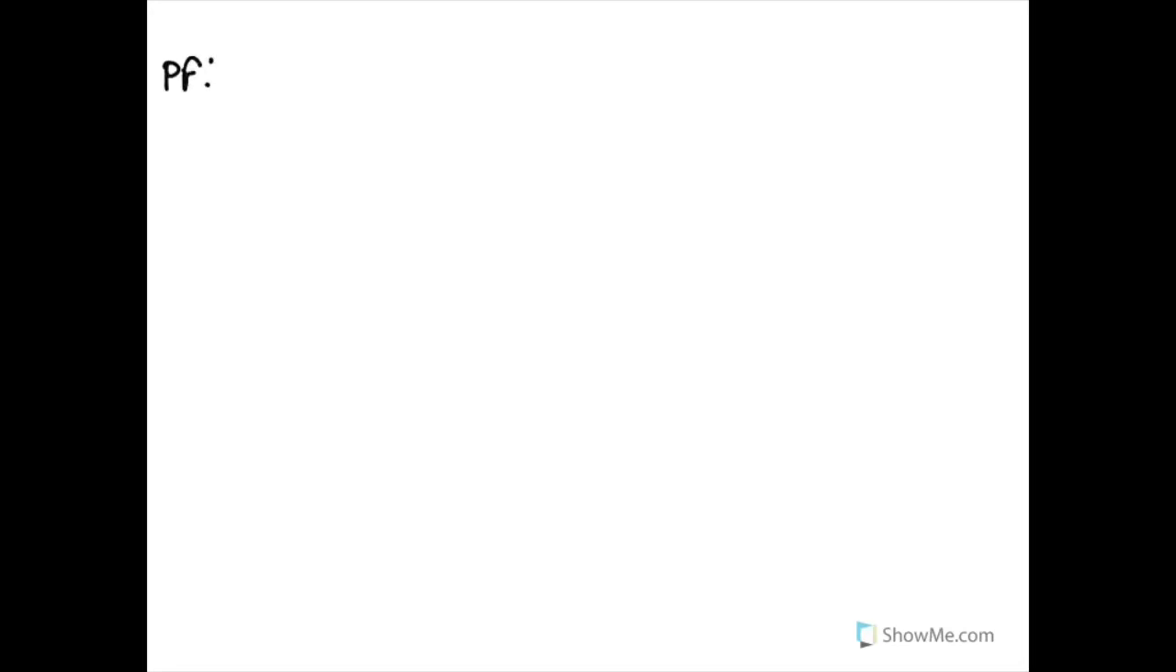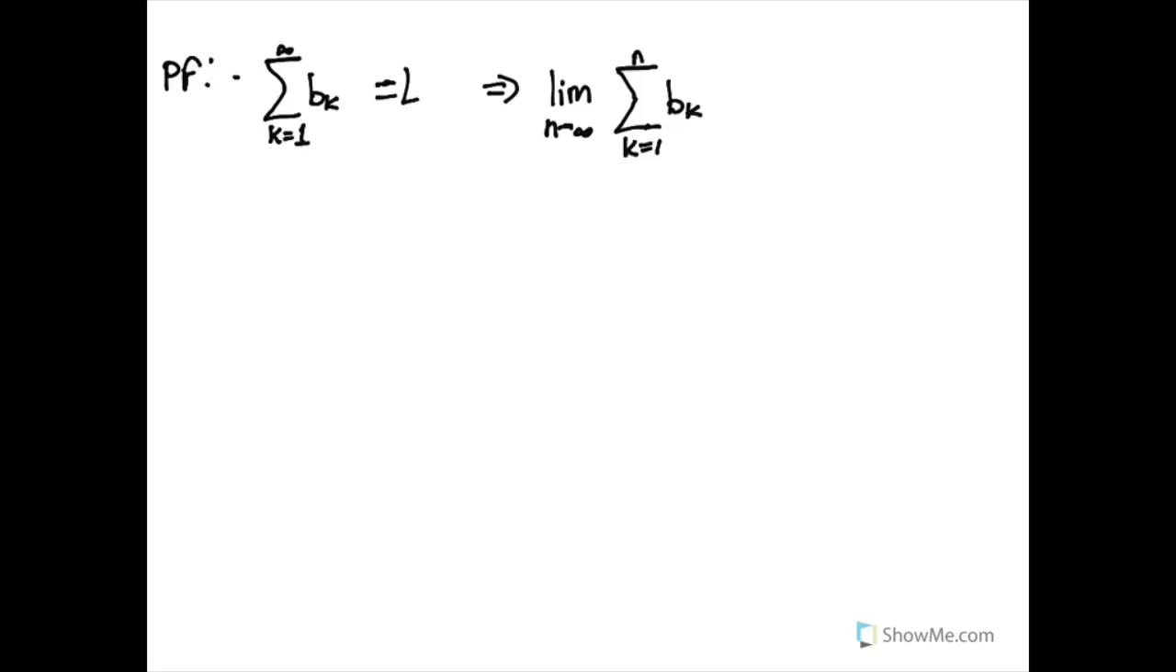Proof. Okay, so let's start by assuming that the series BK converges to L. Well, this by definition means that the limit of the partial sums, the limit as n goes to infinity of the partial sum, and I'm going to write the partial sum in sigma notation, so we don't confuse the partial sum for AK and BK. So the partial sum converges to L.